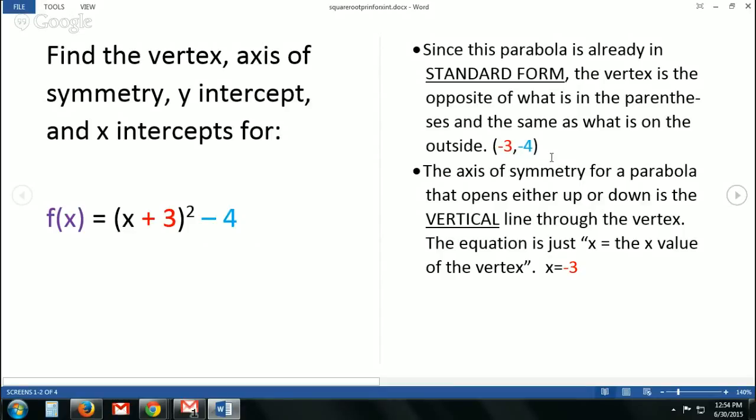Now, since parabolas like this only open either up or down, the axis of symmetry will be the vertical line that goes through the vertex of the parabola. Vertical lines are always x equals a number, so for the axis of symmetry of this one, x equals negative 3, since negative 3 is the x value of the vertex. The x value of the vertex gives us where the axis of symmetry will be, and it should be written as an equation, x equals negative 3.